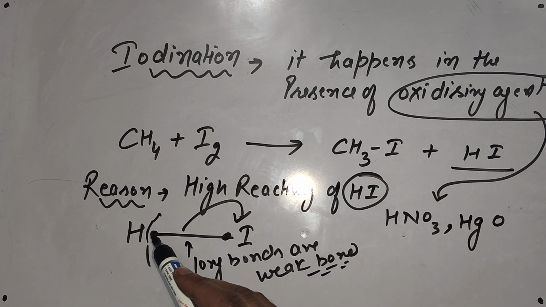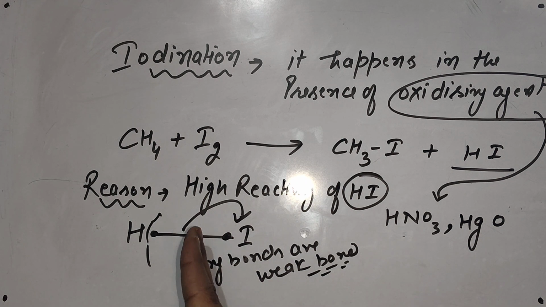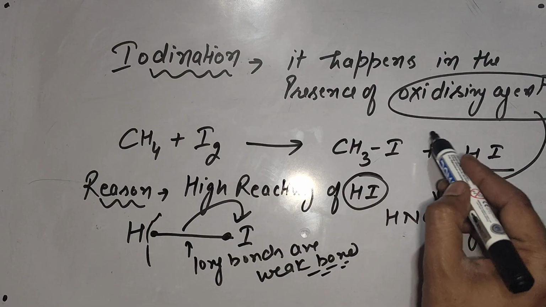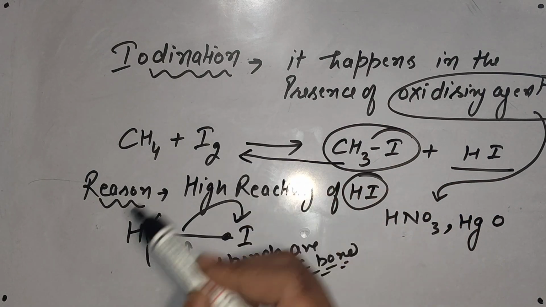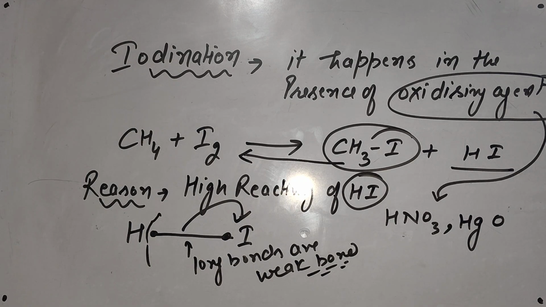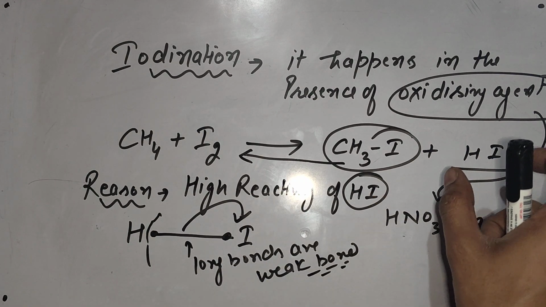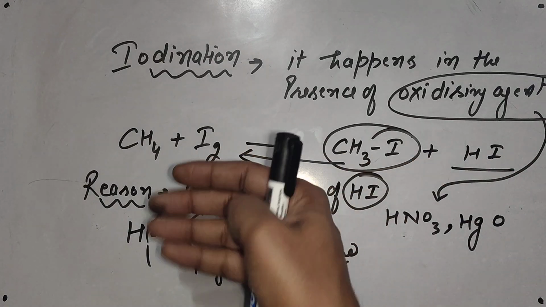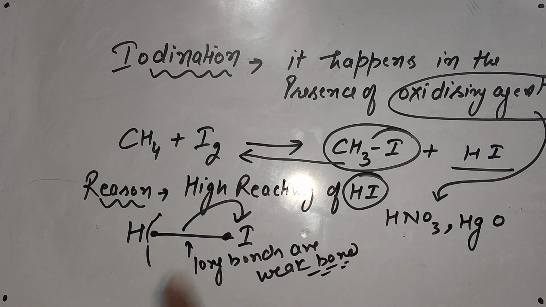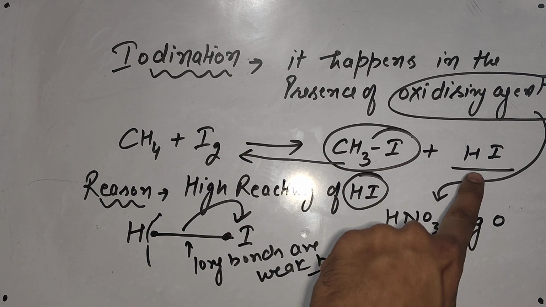Because the bond length in HI is very long, it is a weak bond. So as it generates, it breaks, and when it breaks, it will react back with CH3I, due to which the reactants will generate back. It means HI's presence is making this reaction go in the backward direction. That's why it is important to finish it out.